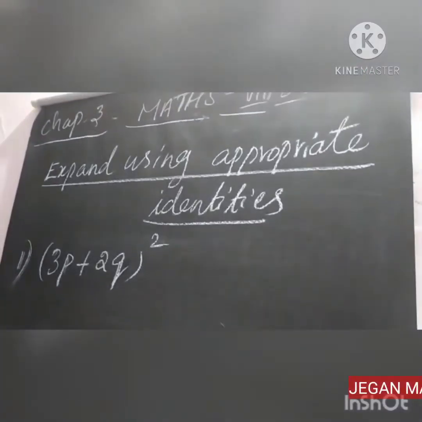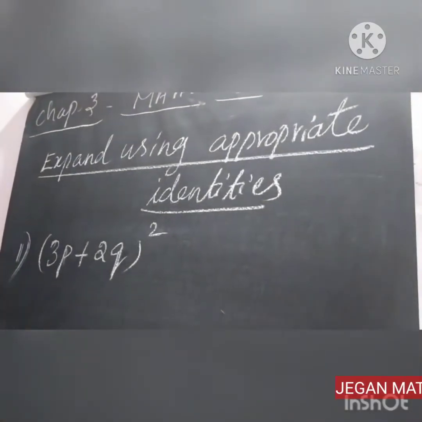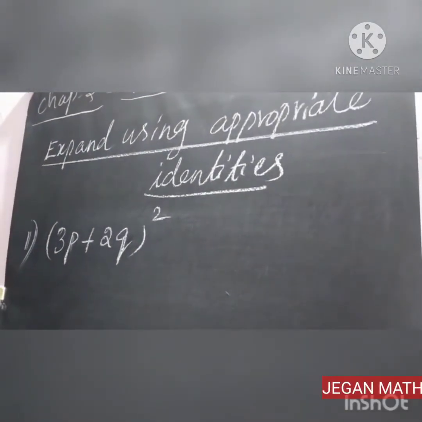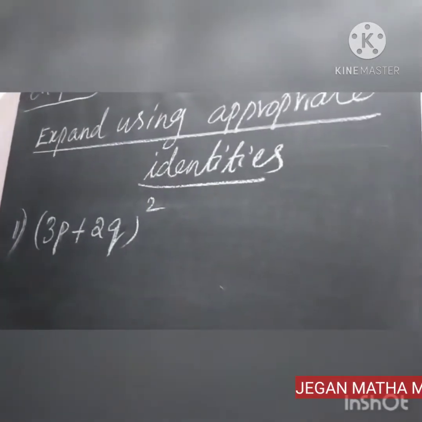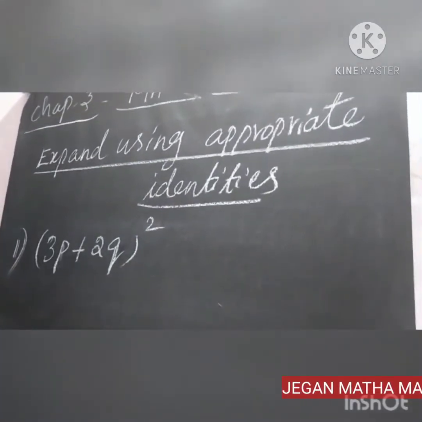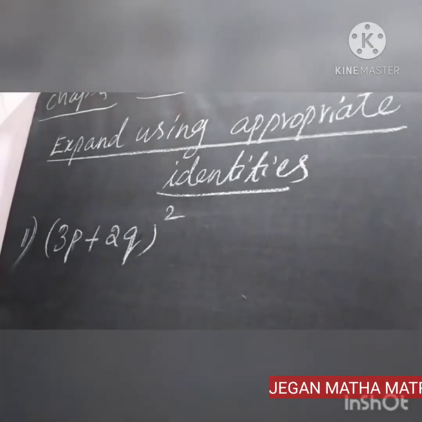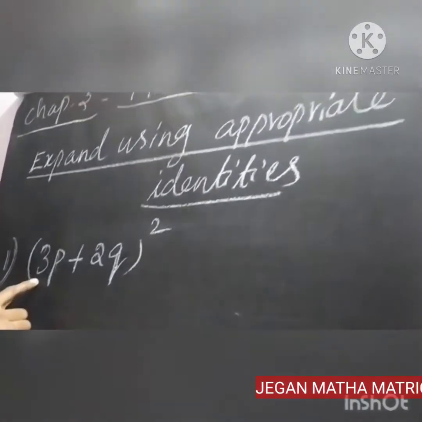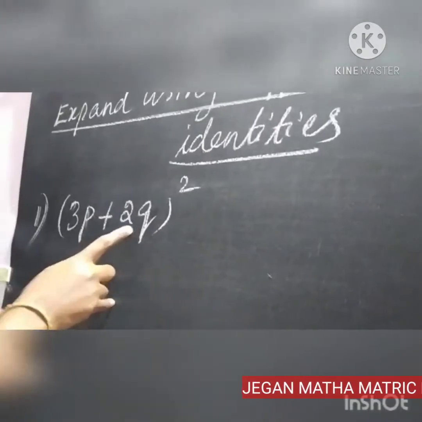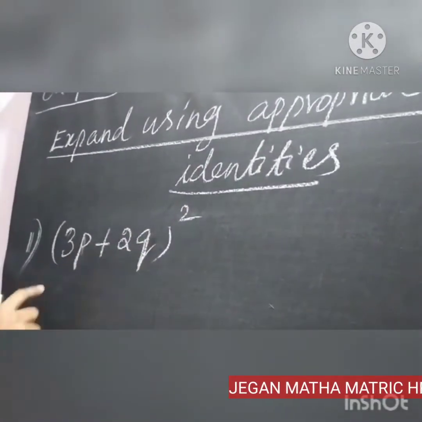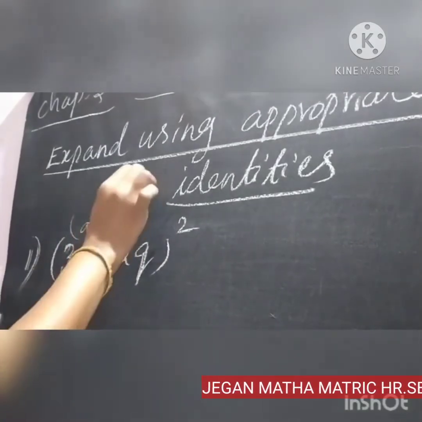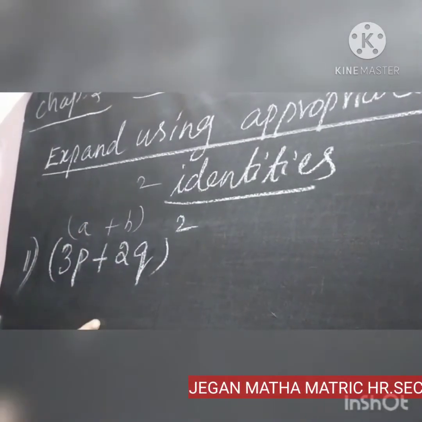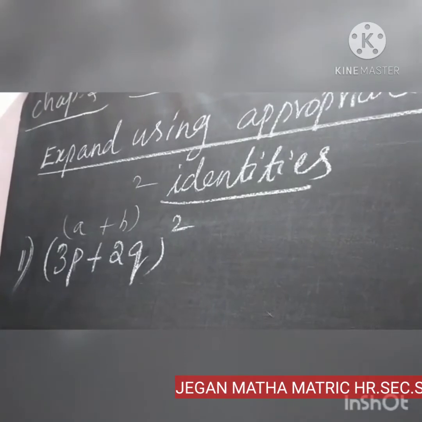Good morning, students. Today we are going to learn about expanding the following using appropriate identities in chapter 3. See the first given sum: the bracket 3p plus 2q the whole square. This one looks like (a plus b) the whole square. First you have to find out which identity you can use.